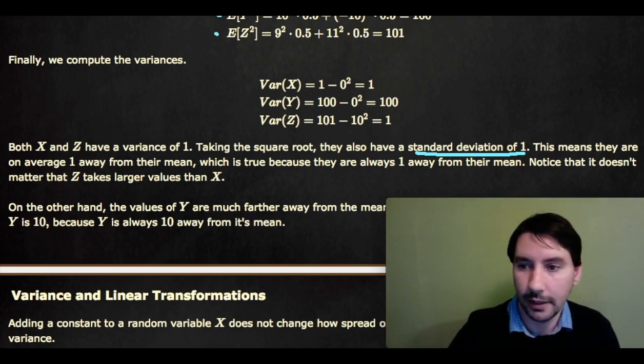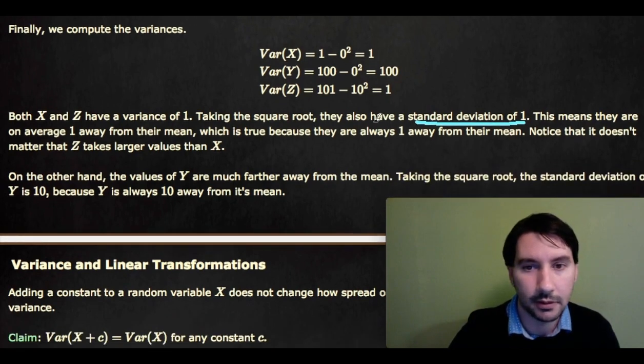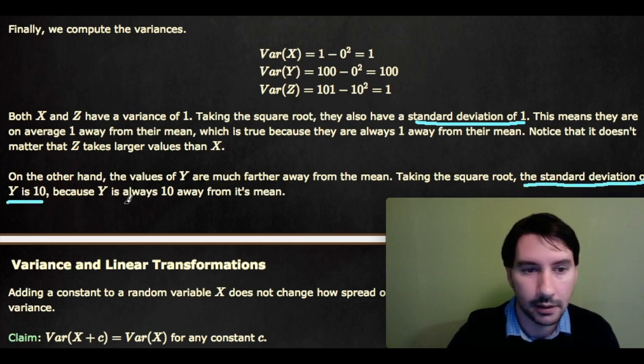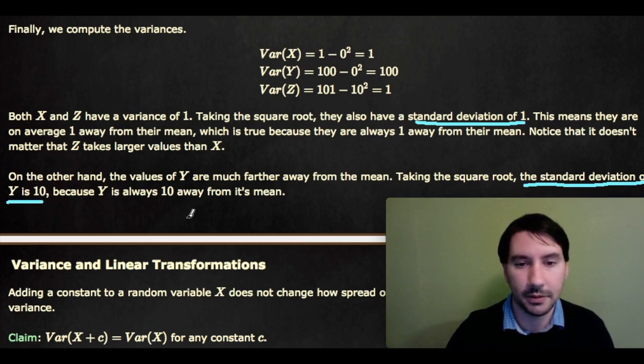Same thing goes for y. If we take the square root of the variance, which is 100, we get a standard deviation of 10. So the standard deviation of y here is 10, and it's always 10 away from its mean, either 10 above or 10 below its mean.